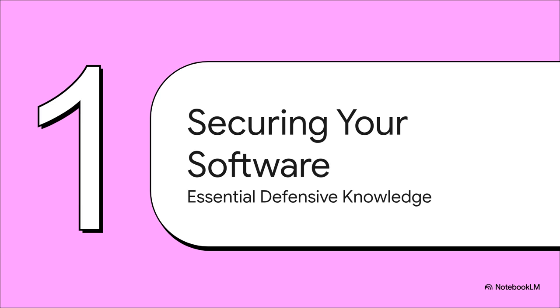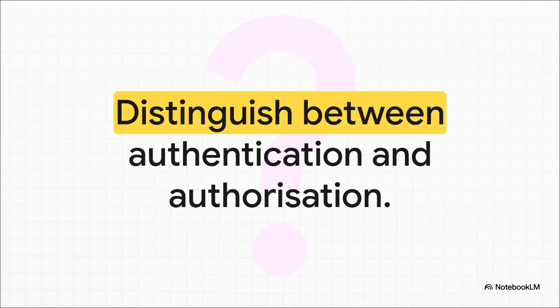First up, securing your software. Don't just think of these as exam topics. Seriously, this is the fundamental, need-to-know defensive playbook for every single person who writes code. So let's dive right in with a classic 2-mark question pulled straight from a past exam. Distinguish between authentication and authorization. Seems easy enough, right? But grabbing those full 2 marks, that takes precision.